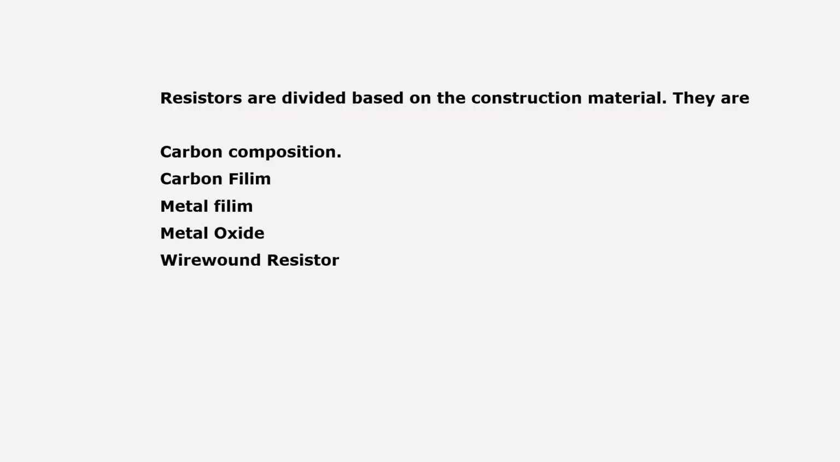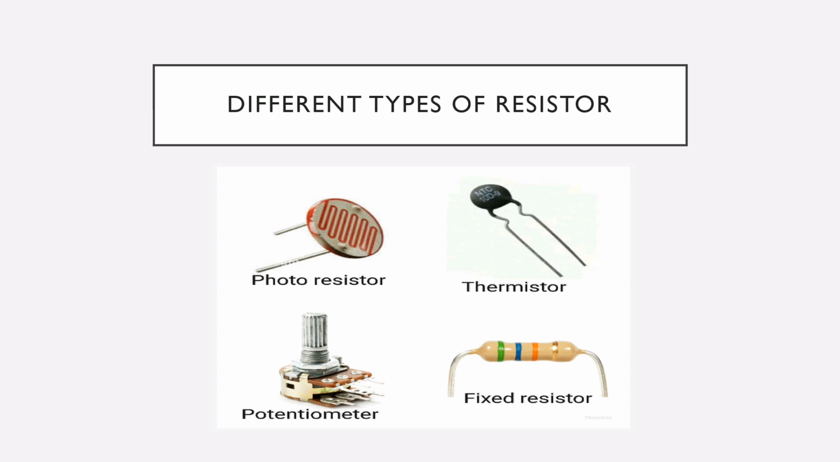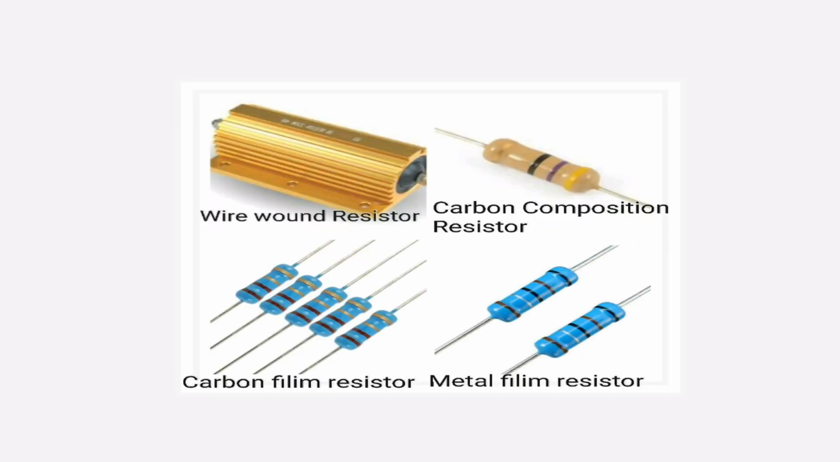Different types of resistors are divided as per their construction type. Different types are used for different purposes. Some examples are fixed resistor, variable resistor, potentiometer, photoresistor. Also, resistors are divided by the type of material used for construction. Examples are wire wound resistor, carbon filament resistor, metal filament resistor.